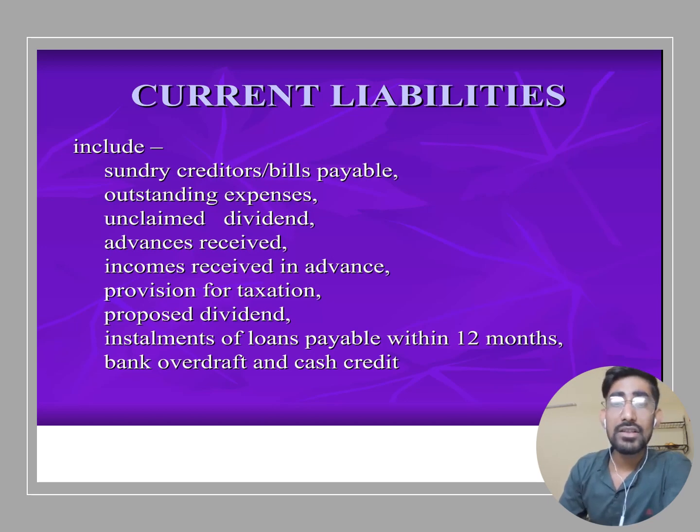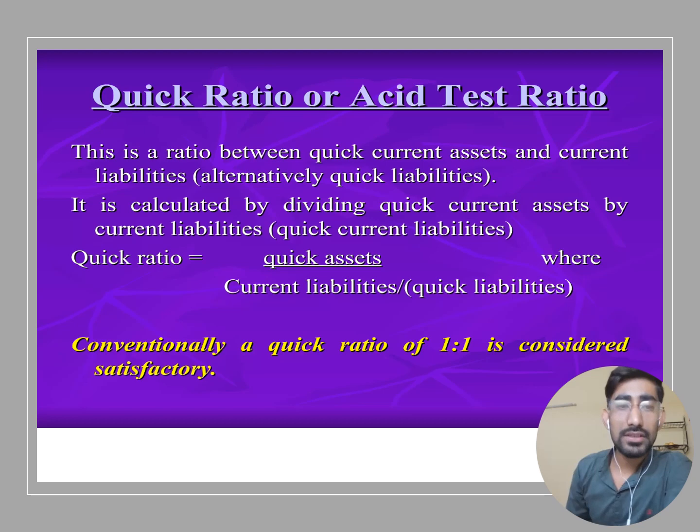So let us come to the second ratio, that is our quick ratio, acid test ratio, or liquidity ratio. So this is a ratio between quick current asset, which is also known as quick asset, and the current liability, and sometimes we also use the quick liability. So it is calculated by dividing the quick asset by quick liability, or sometimes current liability, and conventionally a quick ratio of 1:1 is considered to be satisfactory.